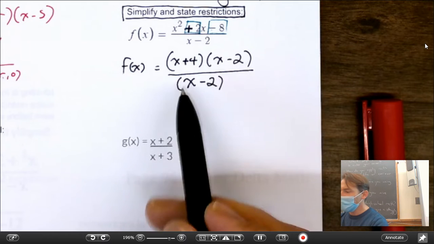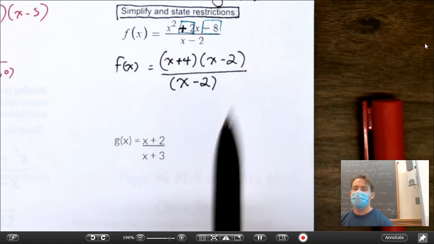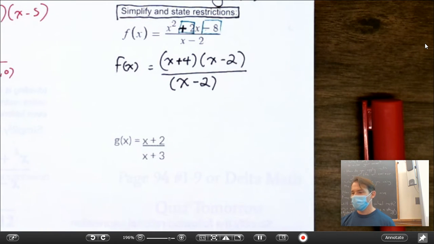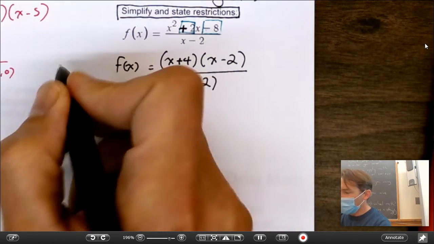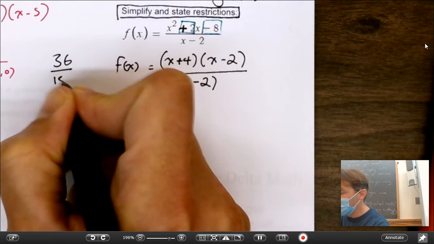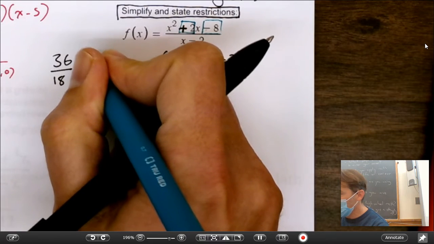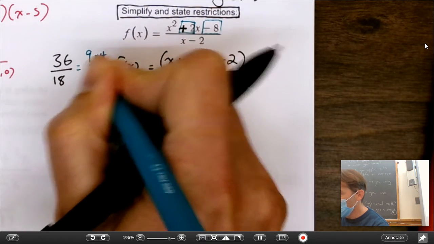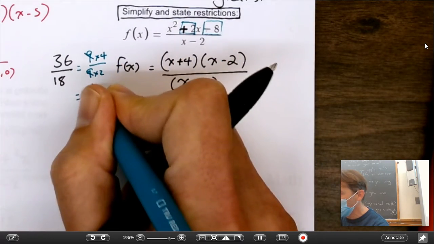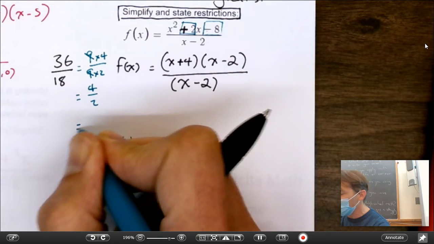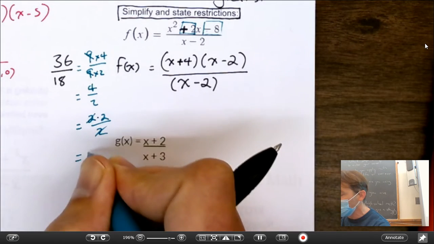Okay, so now I see x plus 4 multiplied by x minus 2, all divided by x minus 2. Anyone notice anything? Anyone wondering anything at this point? Camden? Cross out the x minus 2. Just like if I write a fraction like 36 divided by 18, well, that's just another way of saying 9 times 4 over 9 times 2. And I could cancel out my factors 9 and be left with 4 over 2. But then 4 over 2, I could say, well, that's just 2 times 2 over 2. And there I can cancel out factors 2 to say that's just equal to 2.